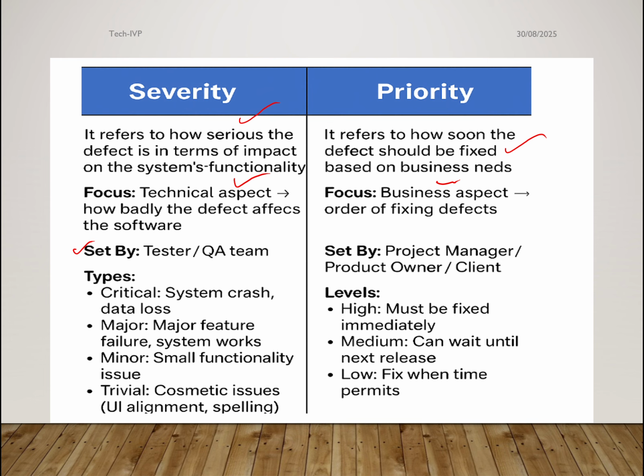Severity is set by the tester and the QA team, but priority is set by the project manager, product owner and the client. Severity is critical, major, minor and trivial, but priority is high, medium and low. Simply, severity impacts your functional behavior, priority impacts your business behavior. Simple answer. Severity has four types and priority has three types.